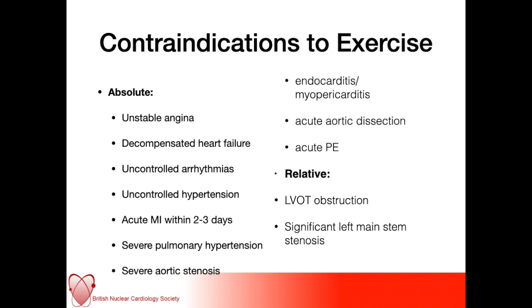There are contraindications to exercise, the absolute ones: if the patient is suffering from unstable angina, if they have decompensated heart failure, uncontrolled arrhythmia, uncontrolled hypertension, if they've recently suffered a myocardial infarction, if they have severe pulmonary hypertension, or if they have severe aortic stenosis. Endocarditis and myopericarditis are also contraindications, as are acute aortic dissection and pulmonary embolism. Relative contraindications are LV outflow tract obstruction and significant left main stenosis.